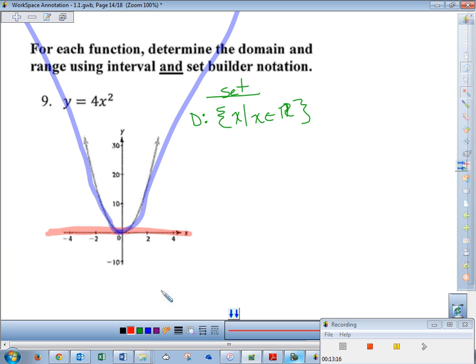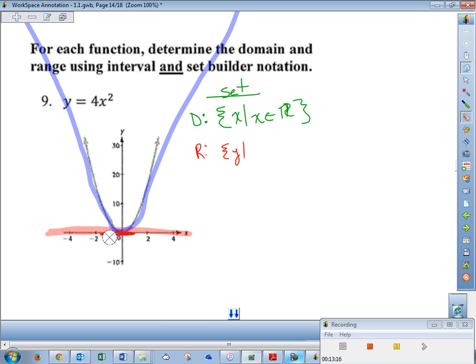Range is your y's, low to high. Always start low to high, right? You want to go small to big, right? Reading from left to right. How low does this bad boy go on the y-axis? To 0, so it's a set of all y's such that. Does 0 count or not? That's the real question.